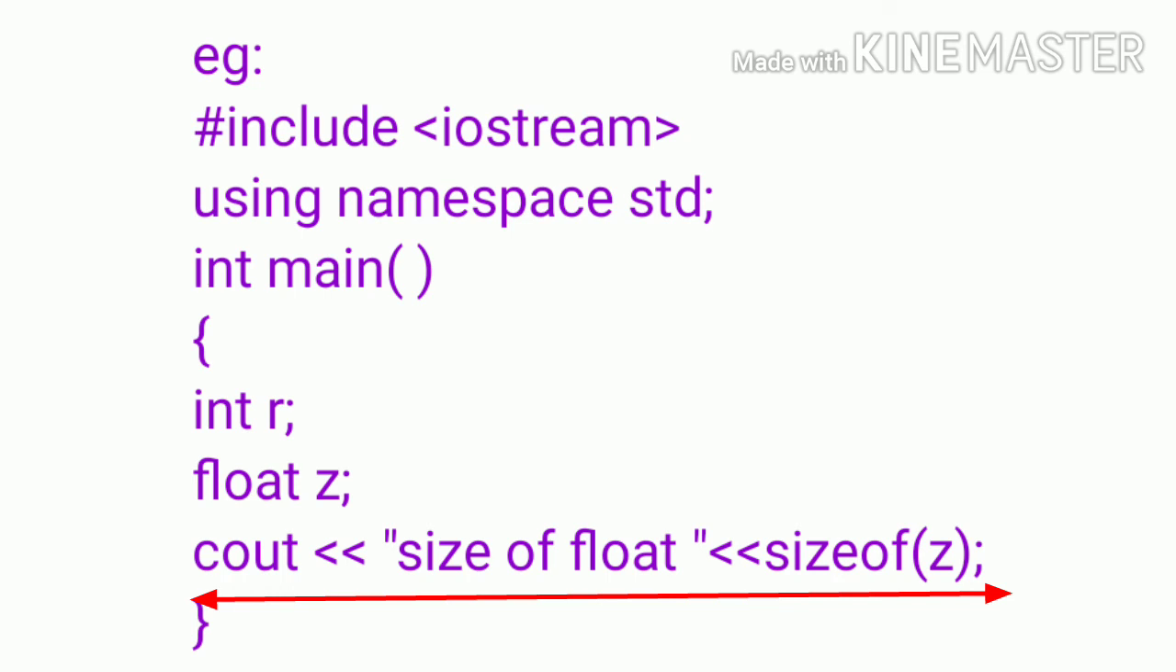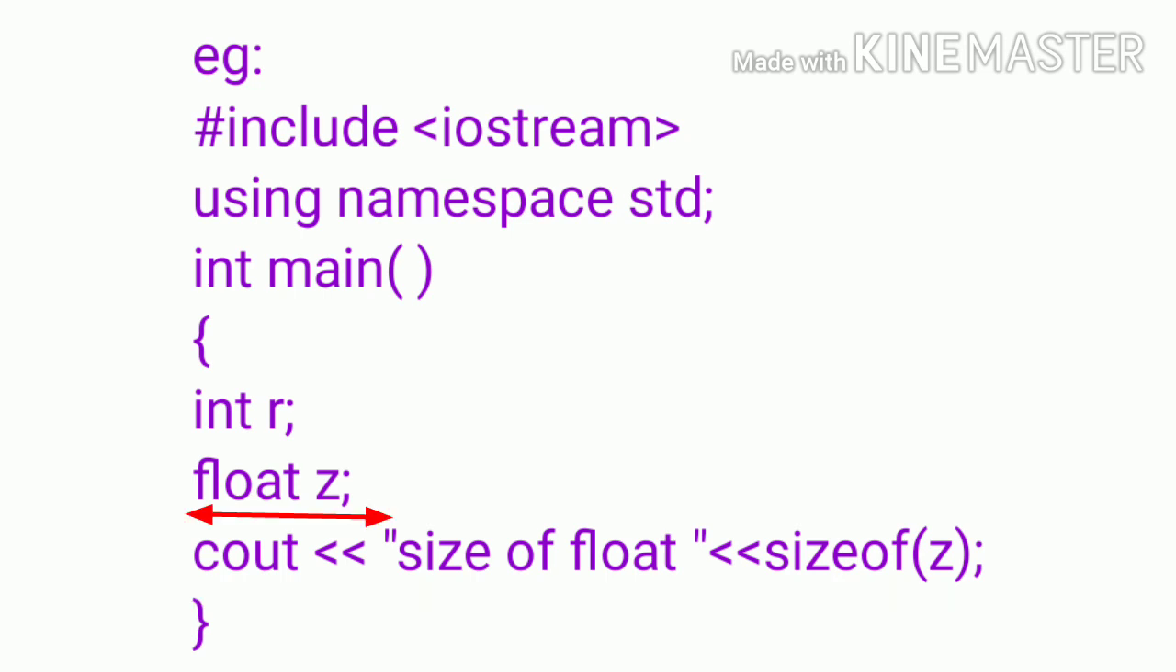This is how the spelling is written: SIZEOF. This is one of the predefined operators. So the output of this program is 4 because z is declared as float.